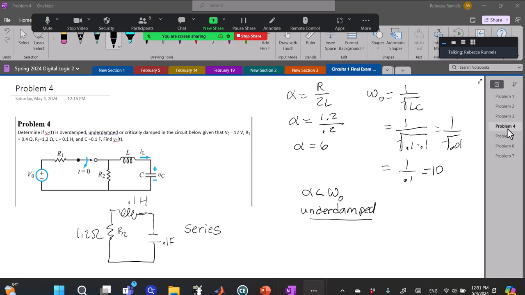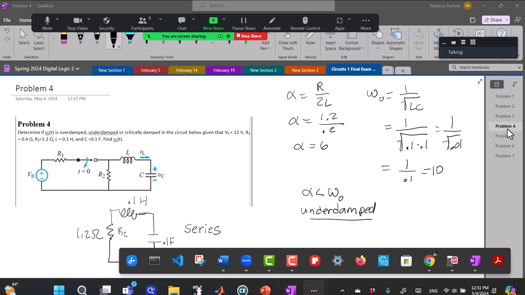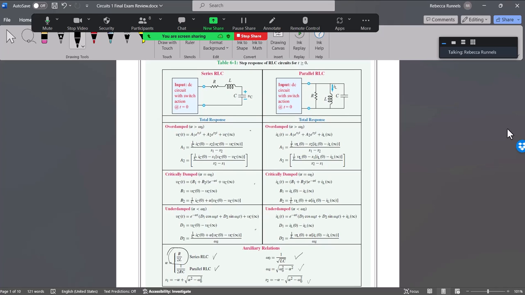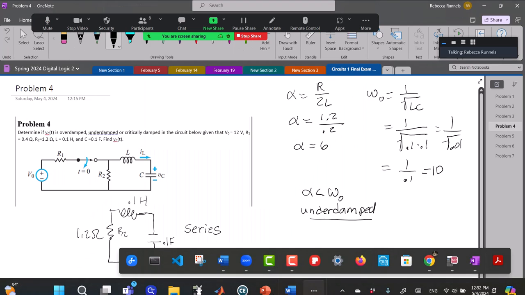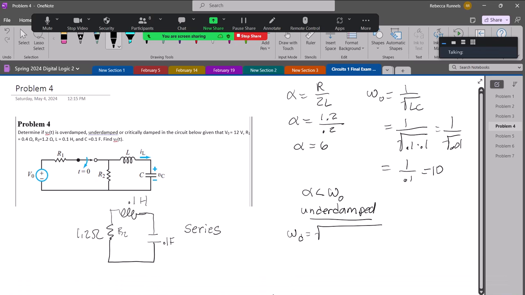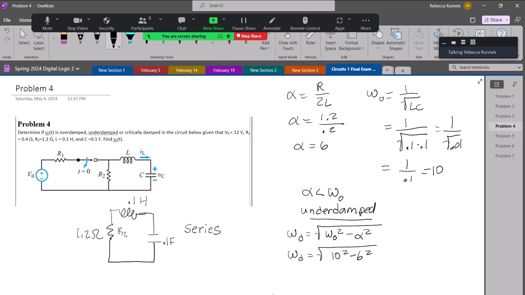So for the underdamped situation, we need to have this omega D. And omega D is the square root of omega naught squared minus alpha squared, so I'll go ahead and compute that. Omega naught is 10 and alpha is 6. So that's the square root of 100 minus 36, which is 64. And the square root of 64 is 8. If you get here and you subtract and you get a negative number, then you weren't in an underdamped situation. Because if you get a negative number, that means that your alpha was bigger than your omega naught, and so that would be overdamped.